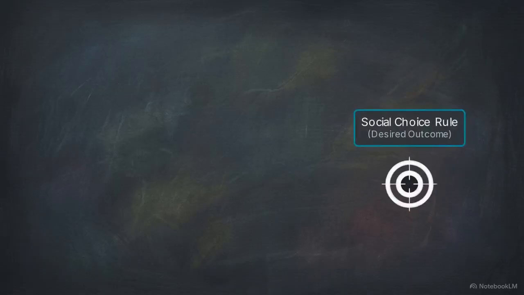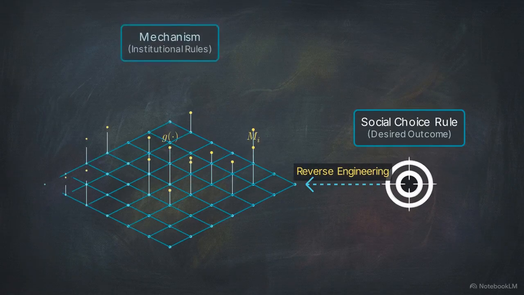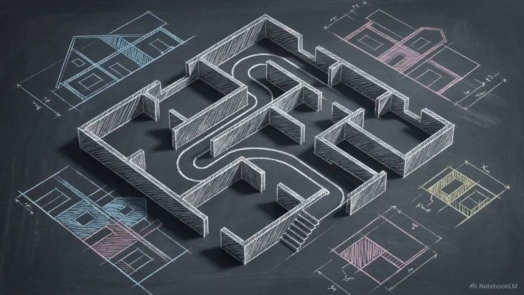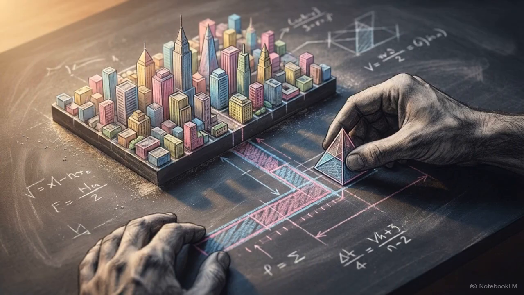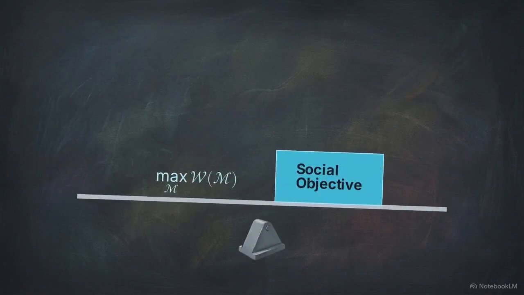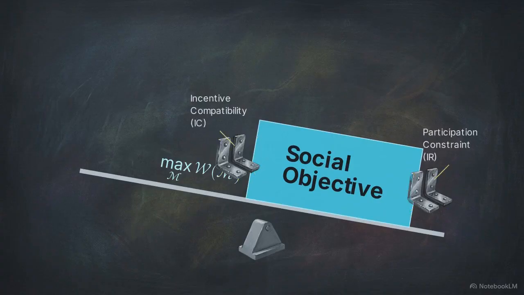The desired social outcome is the starting point, while the institutional rules must be engineered from scratch to achieve it. Rather than predicting human behavior within an existing environment, the designer constructs an environment that guarantees a specific behavioral response. Mechanism design functions as a problem of constrained optimization. The designer maximizes a social objective by building a framework that accounts for the strategic realities of human self-interest.